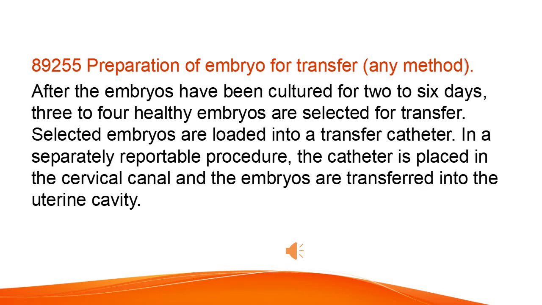Preparation of embryo for transfer, any method. After the embryos have been cultured for 2 to 6 days, 3 to 4 healthy embryos are selected for transfer. Selected embryos are loaded into a transfer catheter. In a separately reportable procedure, the catheter is placed in the cervical canal and the embryos are transferred into the uterine cavity.